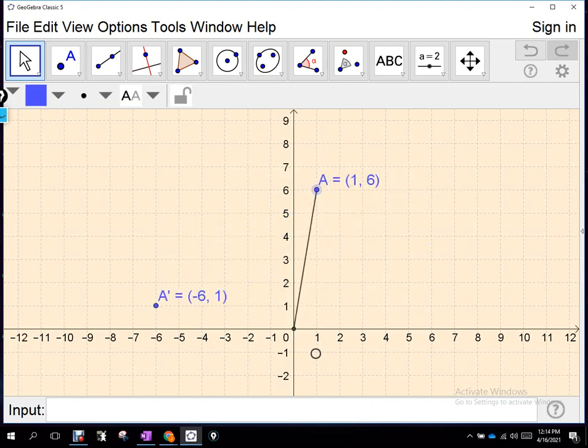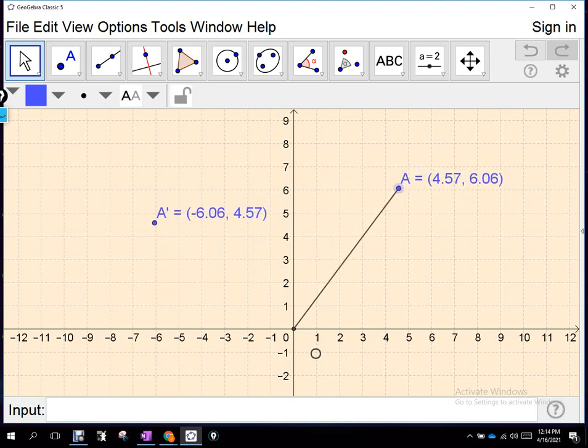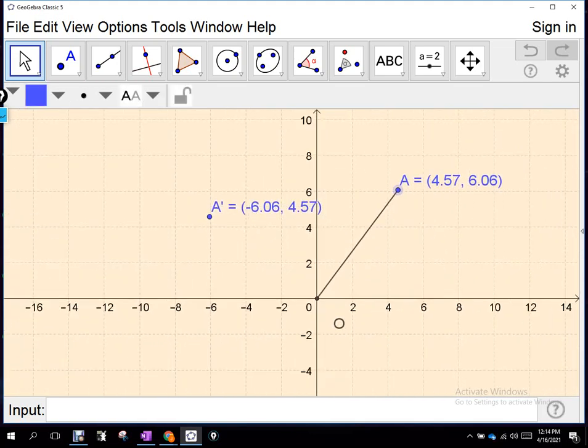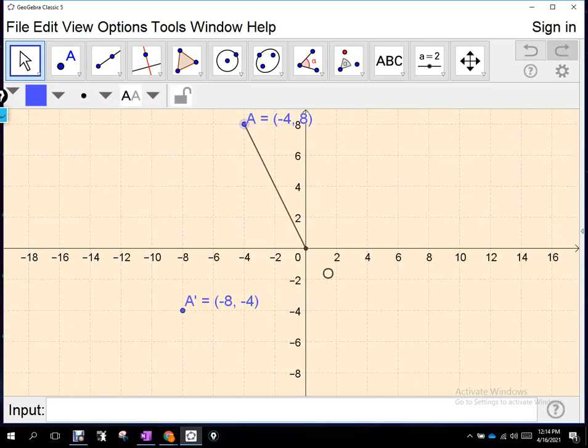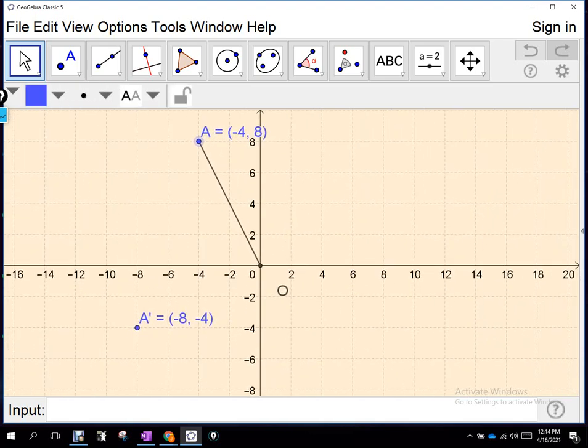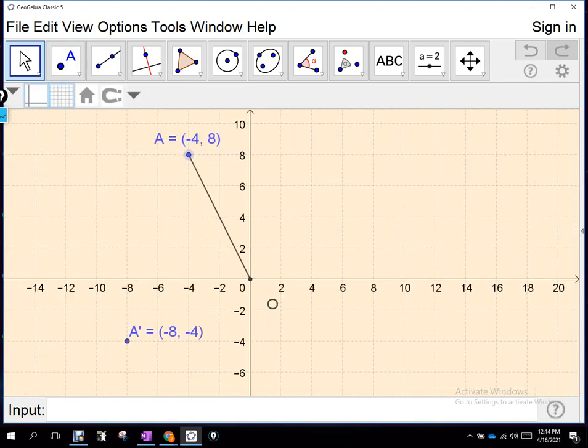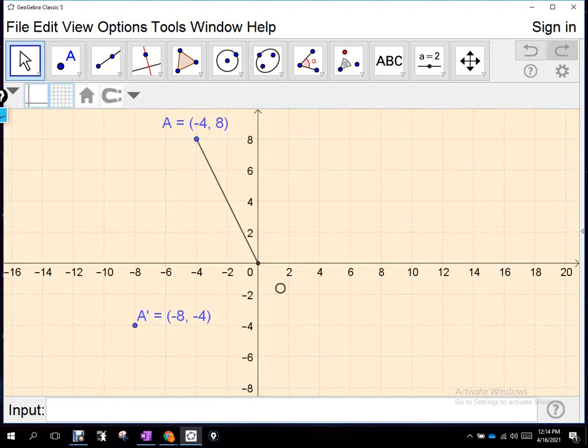Same thing there? So we're seeing that it happens a couple times when we have A starting in the first quadrant. It's easy to see what happens as a rotation in the second quadrant. What if I started here at A, at (-4, 8)? Do they still flip? They still flip though, right? They still flipped.